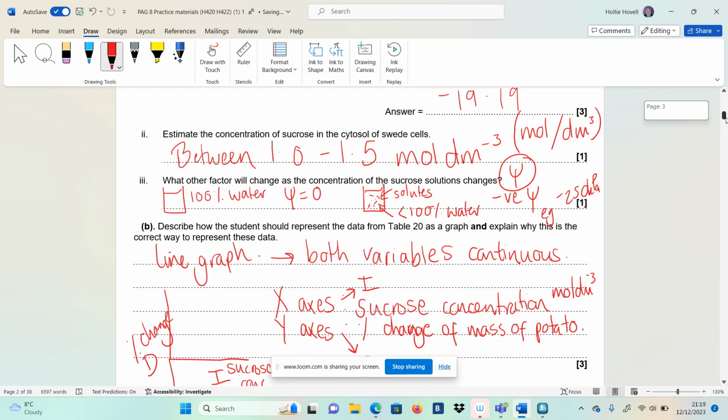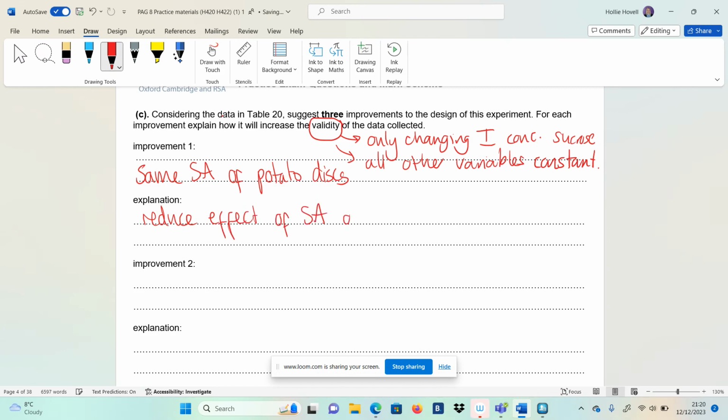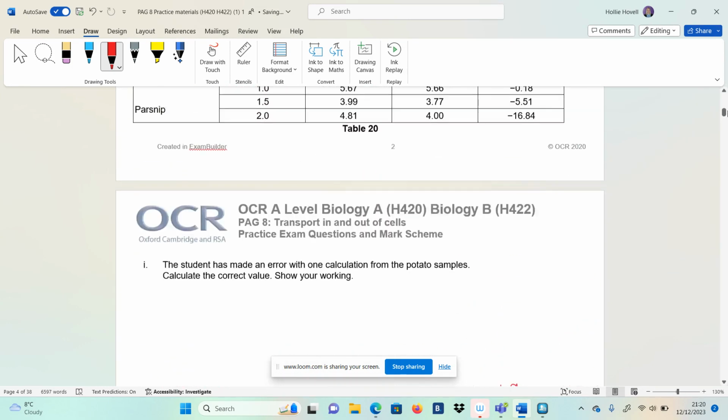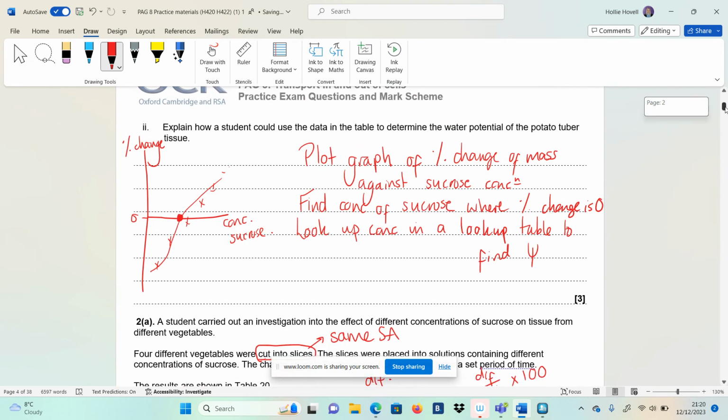So if we go back down, so improvement 1, we could say keep the same surface area of potato discs. Explanation: to reduce the effect of surface area on rate of osmosis. Okay, let's have a look what else we've got. We haven't got much method on this one to go on, so we're going to have to use the results table as well to interpret what they did.